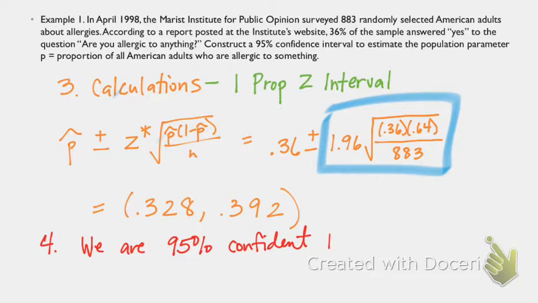That's too much to read. Can I repeat? We are 95% confident that the true proportion of Americans with allergies is between 32.8% and 39.2%.